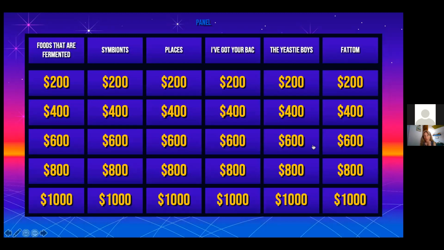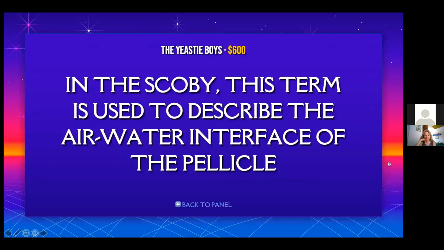Let's see what comes up. Oh, thank you. I wanted someone to pick the Yeasty Boys. So Yeasty Boys for 600. In the SCOBY, this term is used to describe the air-water interface of the pellicle. Hint, it's also what I study. Biofilms? Yes, absolutely. Eva, good job. So you pick the next one.